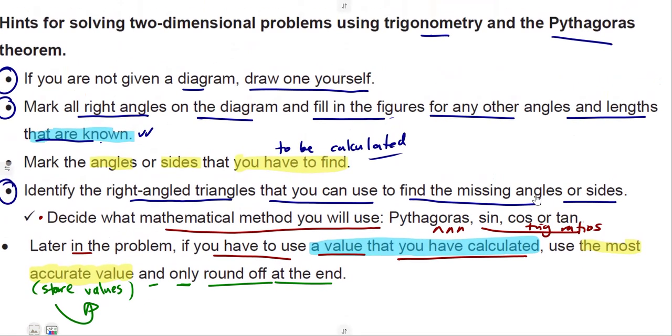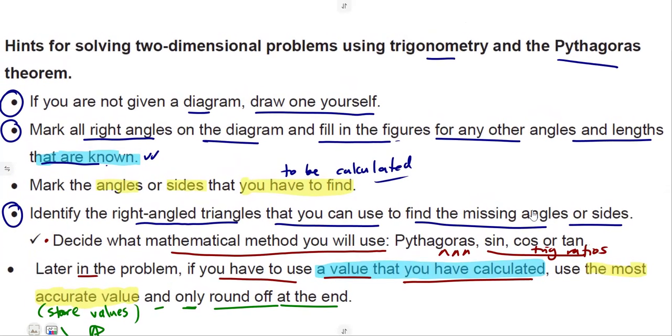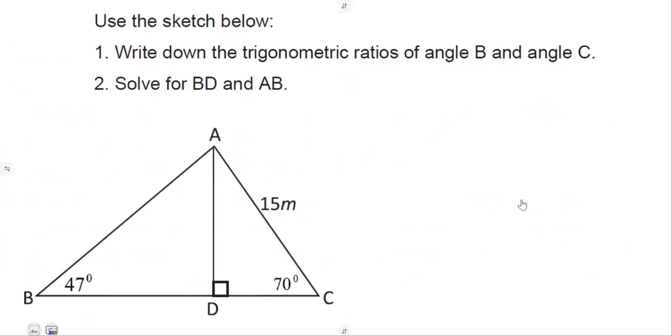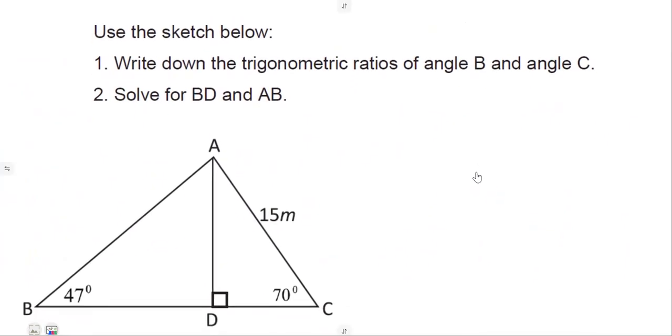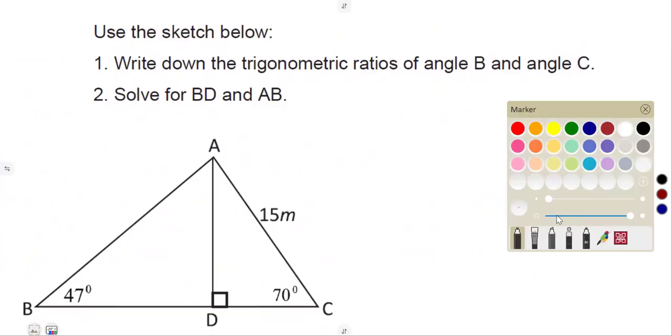We are going to look into just one or two questions for us to catch up with what we have referred to as our basics. In our case, we are given a simple sketch. Use the sketch below. Number one, write down the trigonometric ratios of angle B and angle C.